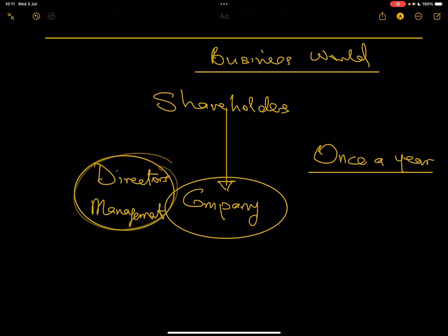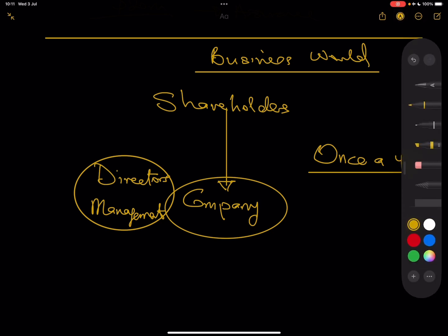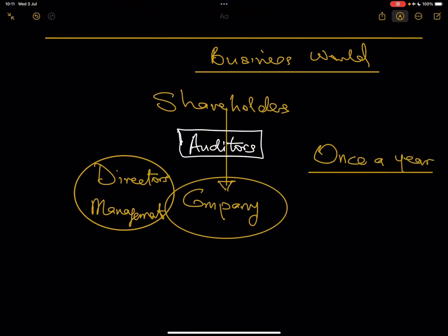So, for shareholders to have comfort, to have confidence that this company is operating the way it should operate, what do they do? They now get help from people called auditors. So the shareholders call on the auditors to say, please help us look into this company and let us know whether they are performing well or not.